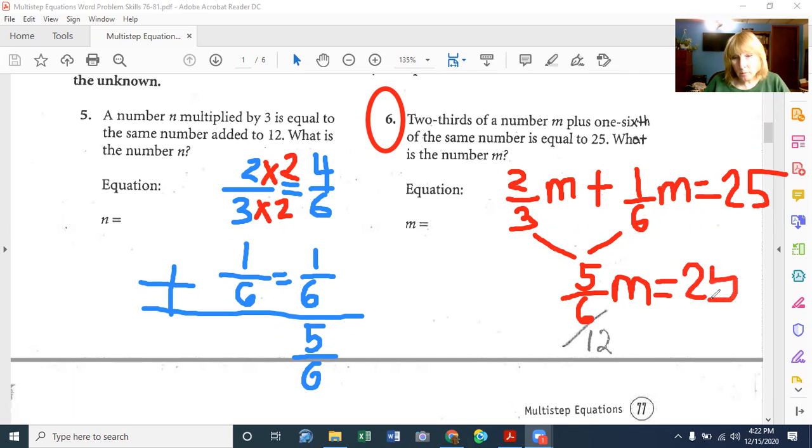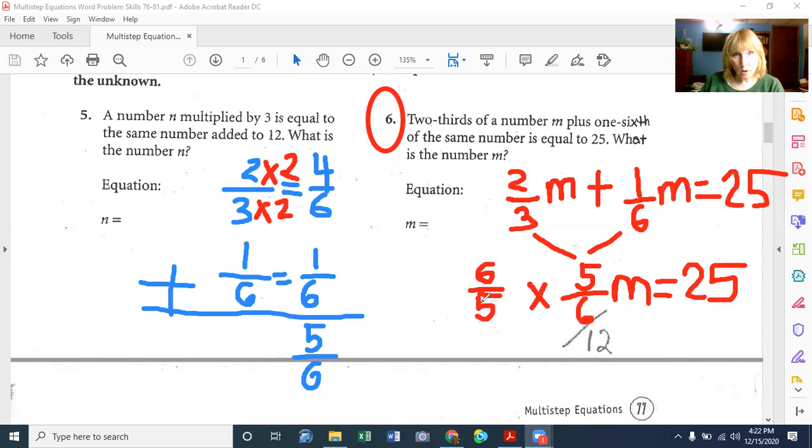Now we have to get m by itself. Remember how to do that? Well, we're currently multiplying, so we would divide by 5/6. However, dividing by 5/6 is the same as multiplying by the reciprocal. So I'm just going to skip that division step and just multiply by the reciprocal, 6 over 5. Remember, reciprocal is just switching the fraction to make the top number the bottom and the bottom number the top.